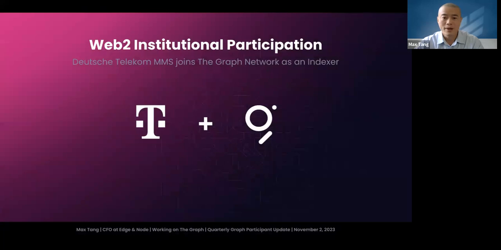As you may have seen already, another exciting development this quarter is that Deutsche Telekom, a European subsidiary of T-Mobile, is now an indexer on the Graph network. This is a significant validation of our technology and the game-changing potential it can bring to mass markets. As the protocol evolves into the next stage of mass adoption, we look forward to solidifying similar institutional relationships in key markets. If you have any ideas or leads, please let us know.